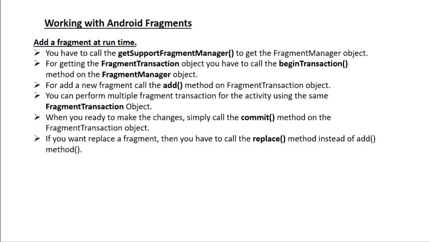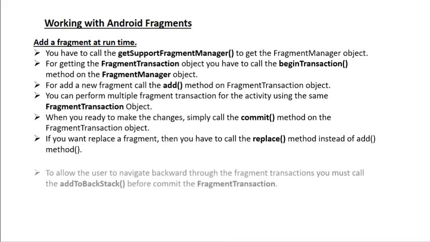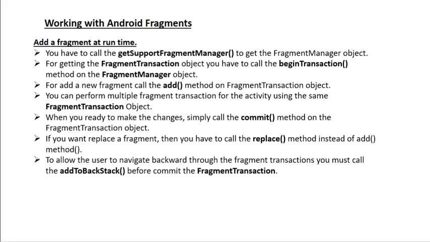If you want to replace a fragment, then you have to call the replace method instead of the add method. To allow the user to navigate back through the fragment transaction, you must call the addToBackStack method before committing the fragment transaction. Another important thing: if you call the addToBackStack method and then replace a fragment, that fragment goes to the stopped state. It is not destroyed. If you do not call the addToBackStack method and you replace or remove a fragment, that fragment will be destroyed.